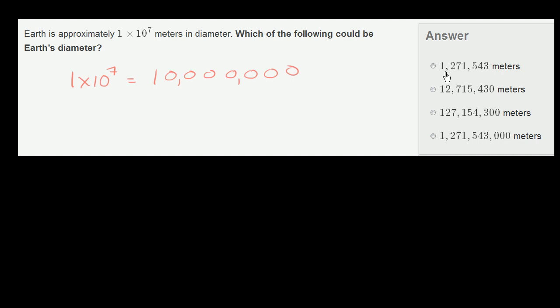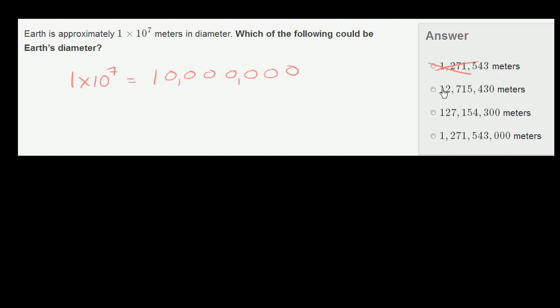Well, this right over here is 1.271 million, or 1,271,543. If I were to really roughly estimate it, I might go to 1 million, but I'm not going to go to 10 million, so I'd rule that out. This is 12,715,430. If I were to roughly estimate this, well, yeah, I would go to 10 million.